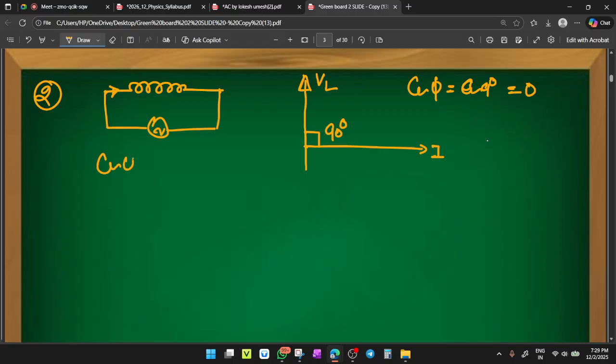Because cos phi equals to R by Z. In the case of an inductor, resistance equals to 0 and Z becomes only XL, the inductive reactance. So it will equal 0.